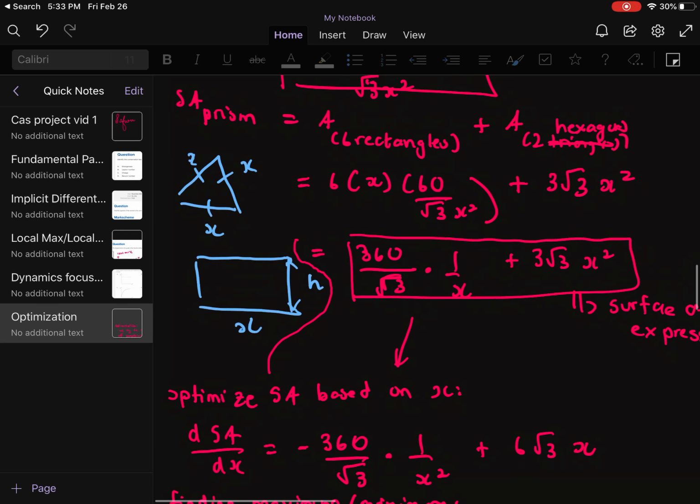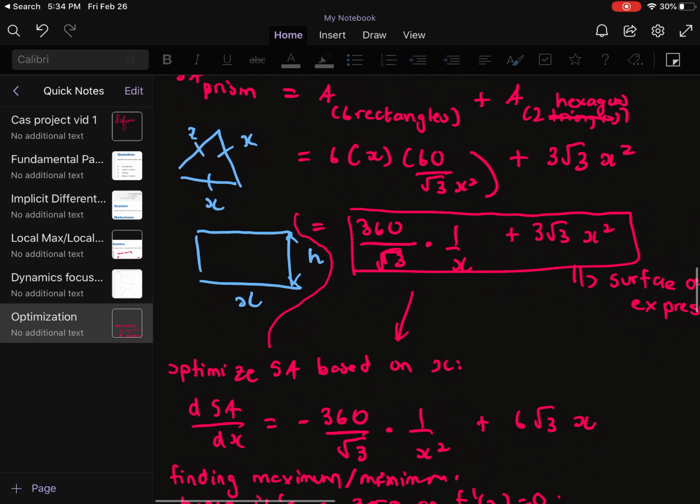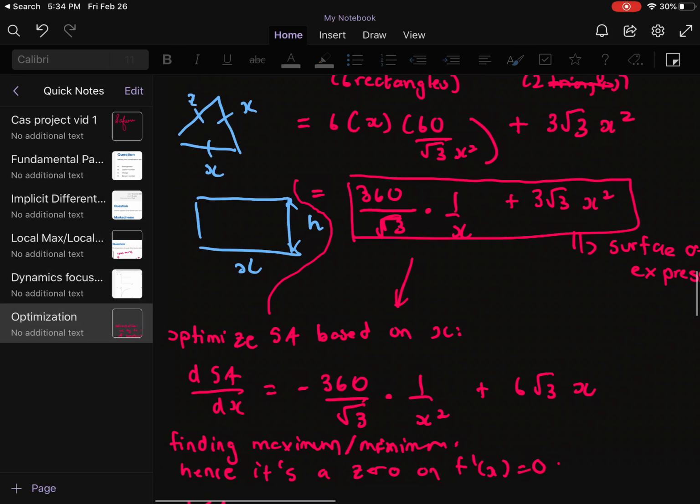So that's what I'm saying. Optimize surface area based on x. Note, SA is surface area. So d of SA over d of x.